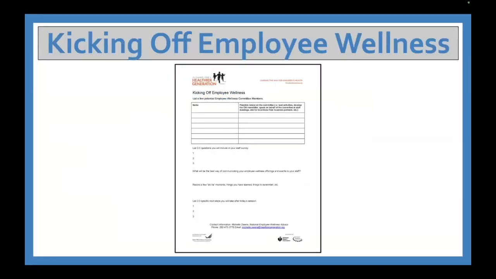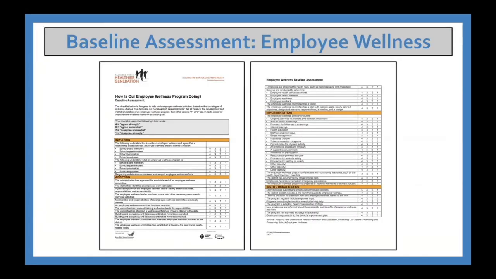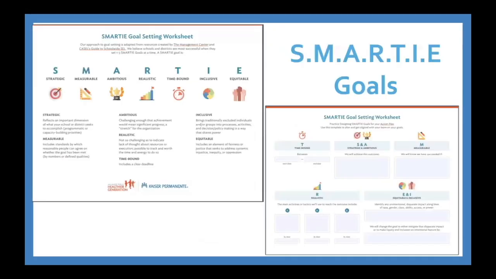First one is, you might want to find out who would like to join the wellness committee. So this is an example of the form that you can get in the Healthier Generation Action Center. This is an employee health and well-being interest survey, and you would have questions in there that would talk about physical activity. This is a form that would give a baseline assessment, and part of that would include physical activity for the staff member.